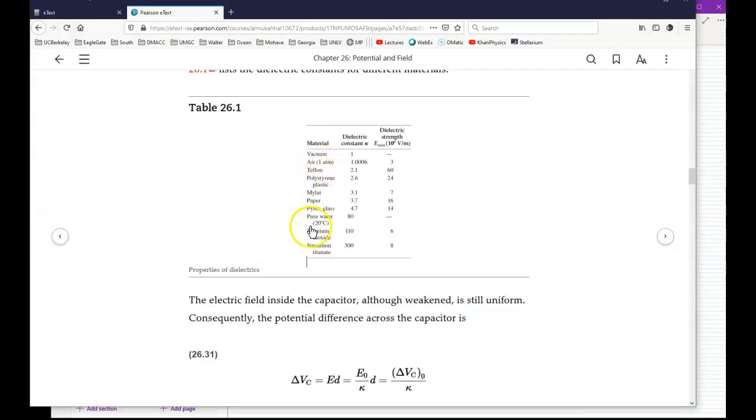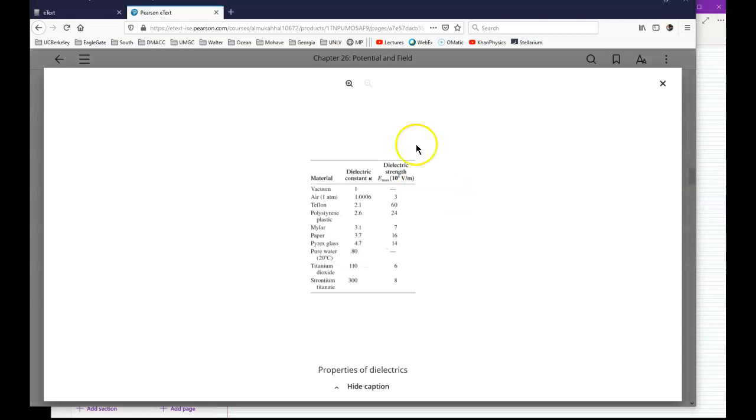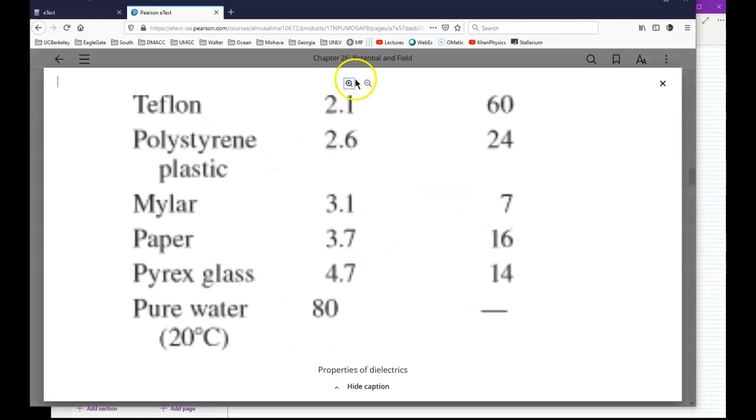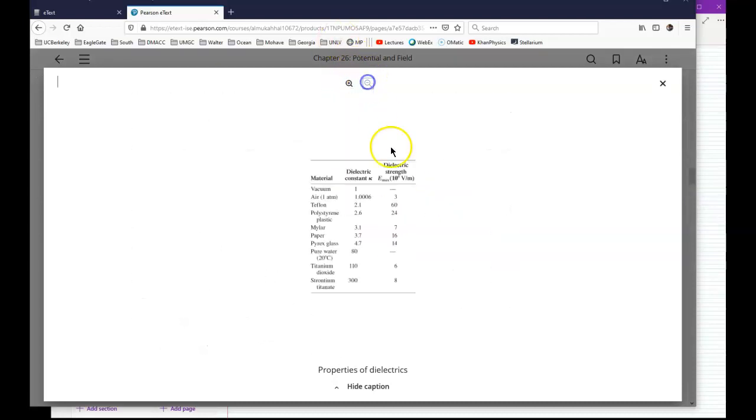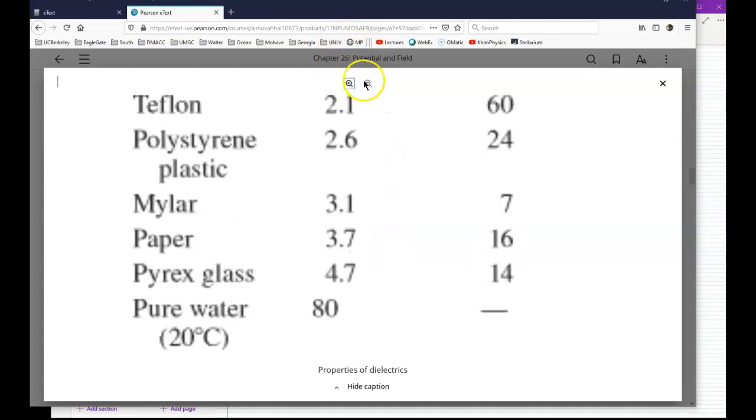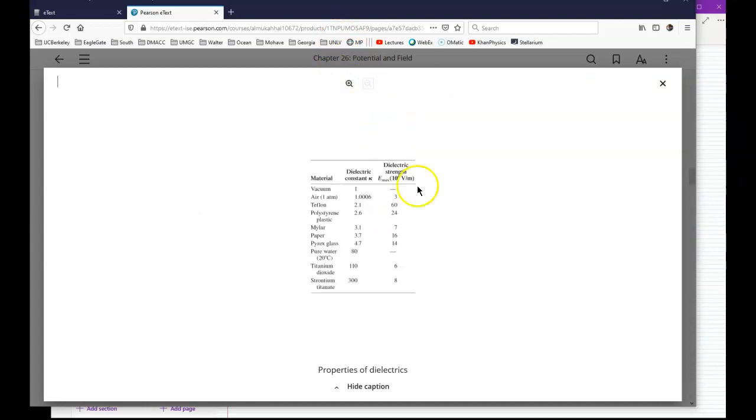So we said that these are the materials. Here is the dielectric constant. And then we have the third column, the dielectric strength, Emax. All these numbers you're going to multiply by 10 to the 6 volt per meter, a million. So what does that mean?